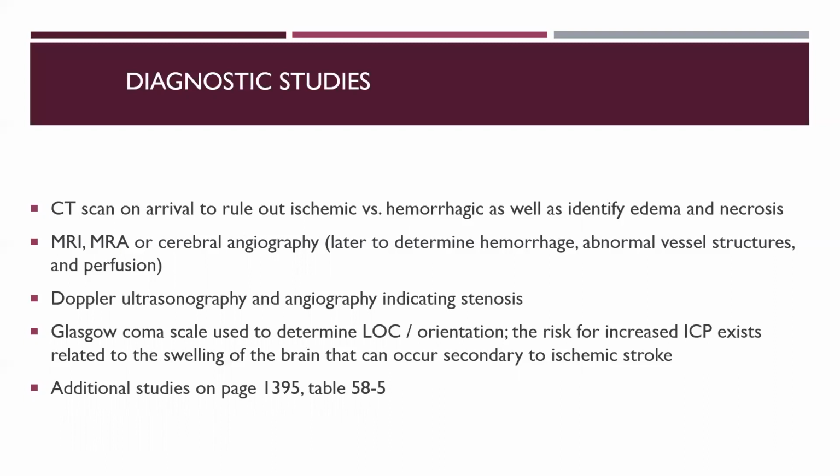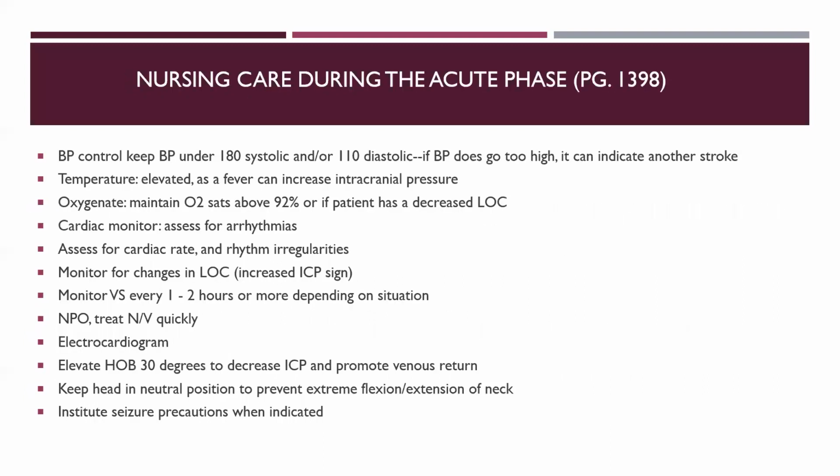The Glasgow Coma Scale, which is quite famous, everybody's heard of it. That's used to determine that level of consciousness and orientation. So their risk for an increase in their intracranial pressure is going to exist, and that is really due to that swelling of the brain that can happen secondarily to the ischemic stroke. Again, there's more studies in the book if you'd like to look.